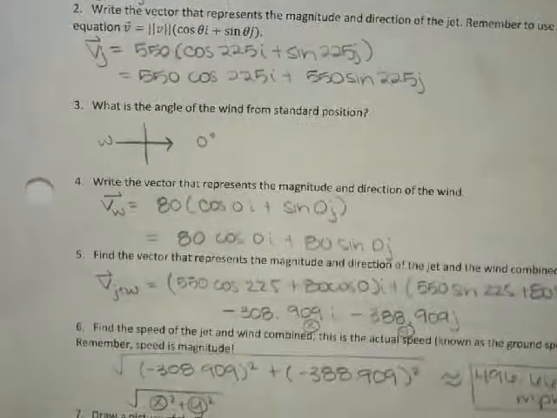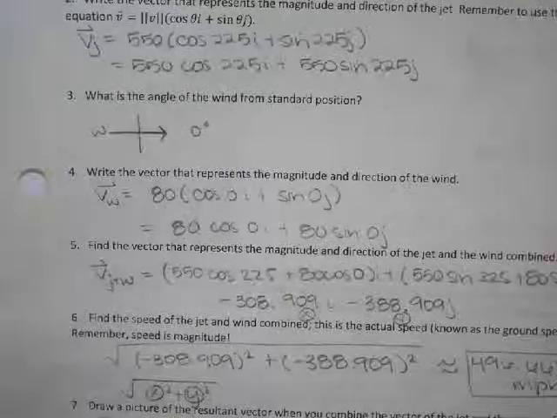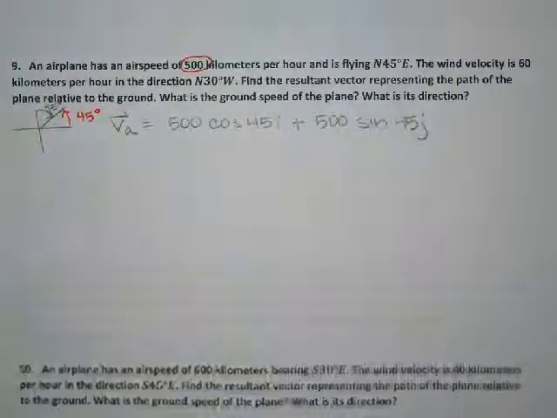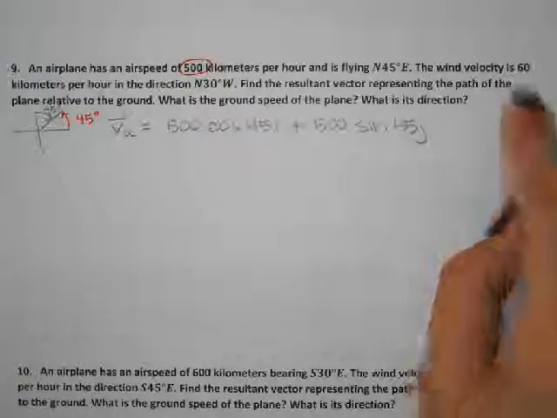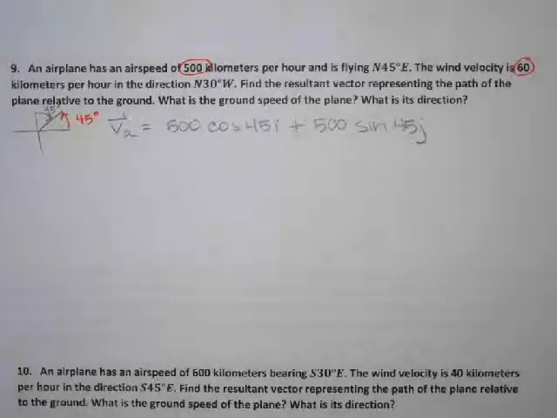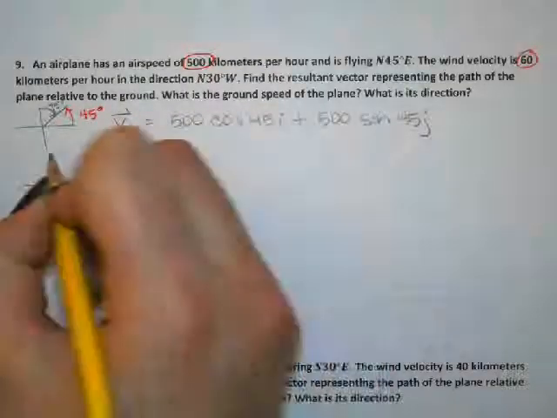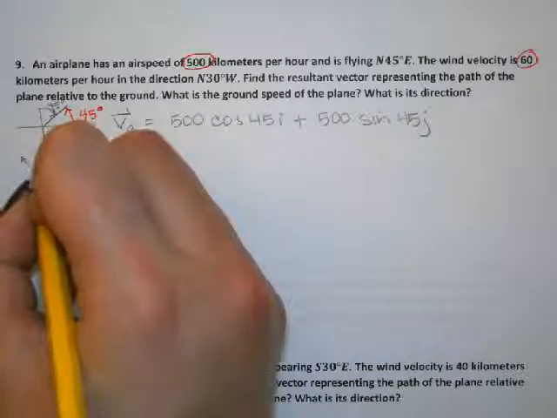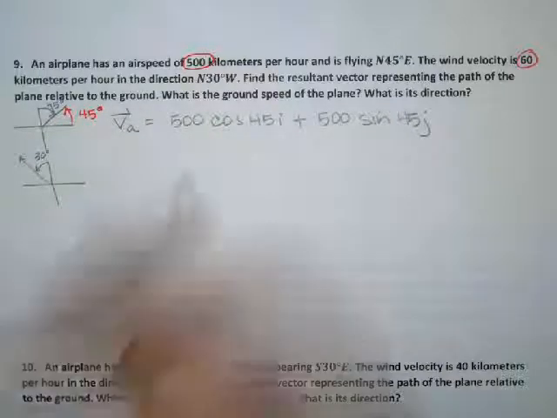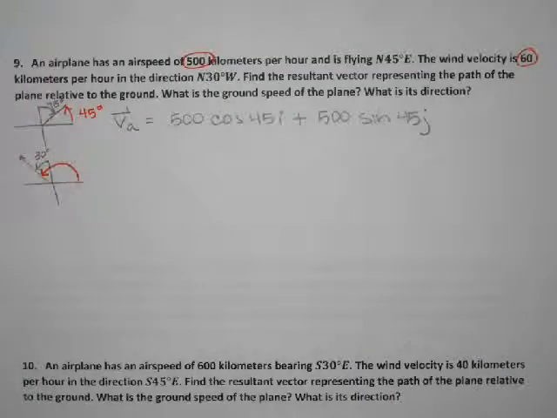Next, what do we do based on our notes? We need the vector of the wind. If we look at the problem, it says the wind velocity is 60 kilometers per hour. What did they just give us? Magnitude. So I'm going to circle that. That's my magnitude, in the direction north 30 degrees west. Okay, so I'm going to draw this. North 30 degrees west is this way. So that's 30 degrees, which means if I think about this in my calculator, what would my calculator want me to use? 120.